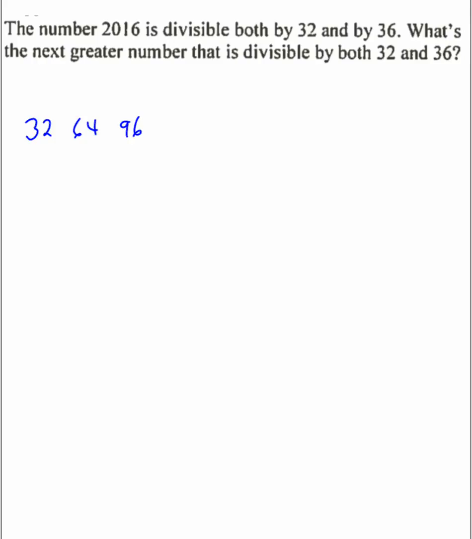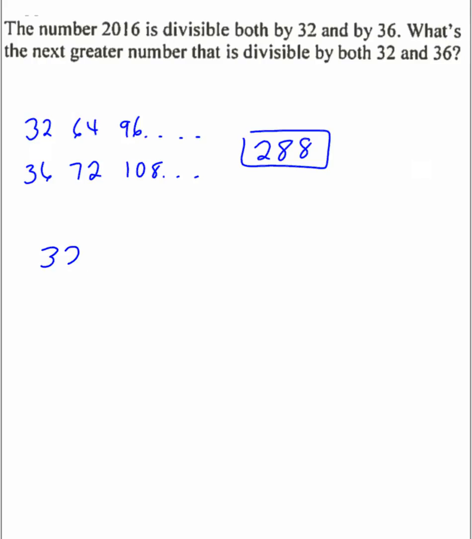So one way of doing it is you could just list the multiples of 32 and keep going, and you could list the multiples of 36 and keep going. If you kept listing the multiples, you will find that the lowest common multiple will be 288. Another way to do it is to break down the numbers into factor trees. If you're in grade 6, you've done some work with that.